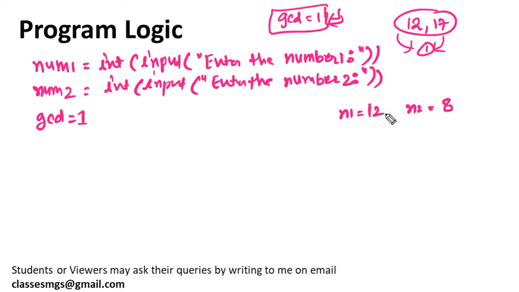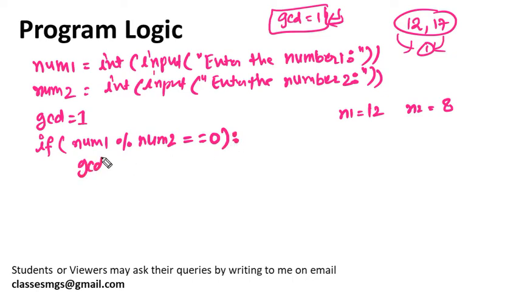If number 1 is completely divisible by number 2 directly, with remainder 0, then we can say number 2 will be the GCD. Okay, let's take an example. Suppose number 1 is 12 and number 2 is 4. Then what will be the GCD?